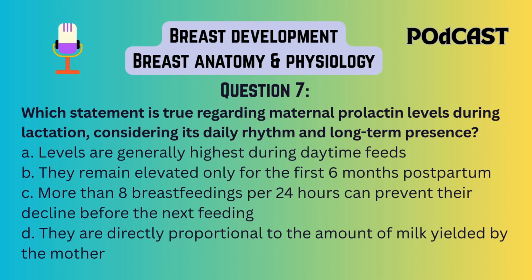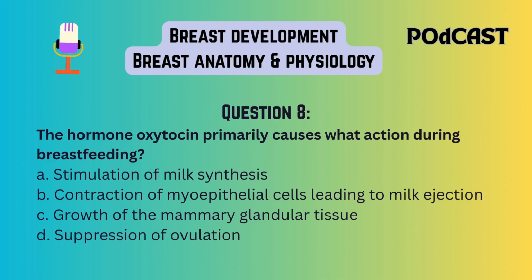We discussed the circadian rhythm, higher at night, so A is wrong, the long-term elevation, B is wrong, and the fact that levels aren't directly proportional to yield once established, D is wrong. Frequent feeding keeps levels more consistently high. Question 8. The hormone oxytocin primarily causes what specific action during breastfeeding?